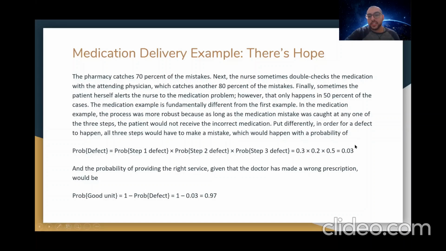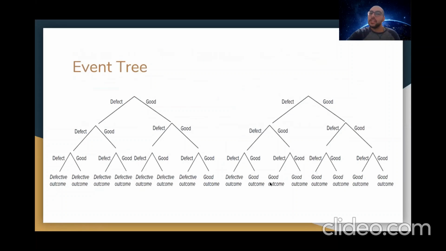So we have 3% that we will end up with a defective outcome. And if we want to get the probability of ending up with a good outcome, we would simply do 100% minus the 3%, and we will get 97%. And this is what event trees look like.